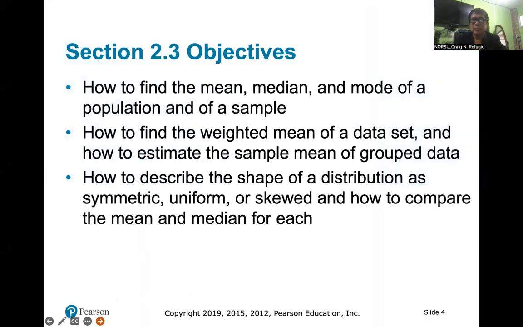The objectives: how to find the mean, median, and mode of a population and of a sample. So I'm talking about population and sample in this case. How to find the weighted mean of a data set, and how to estimate the sample mean of group data. How to describe the shape of a distribution as symmetric, uniform, or skewed, and how to compare the mean and median for each.